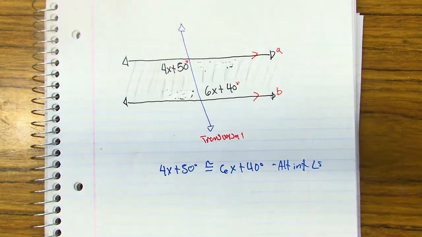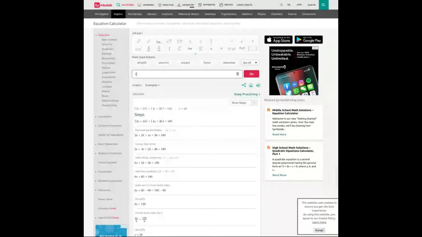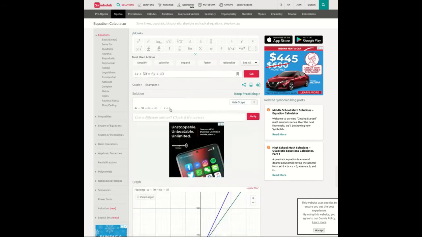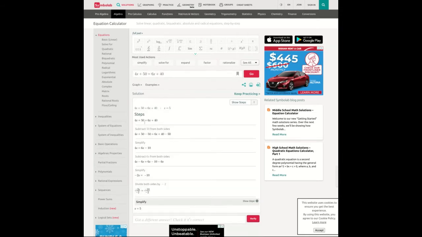What you can do is, remember the program that I provided for you? We're going to use that. So here, this is an equation from the past. Now we're going to be using 4x plus, you have to put a space, plus 50 equals 6x plus 40. Okay, I'm going to click on go. Automatically it gives me an answer, x equals 5.